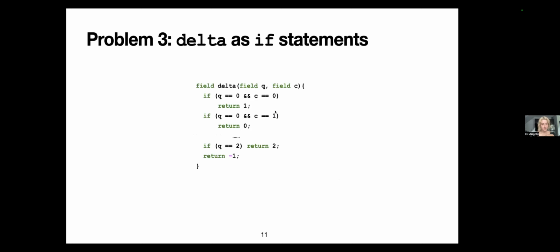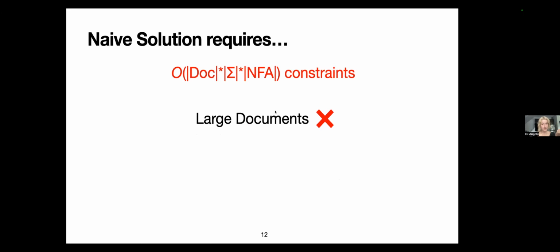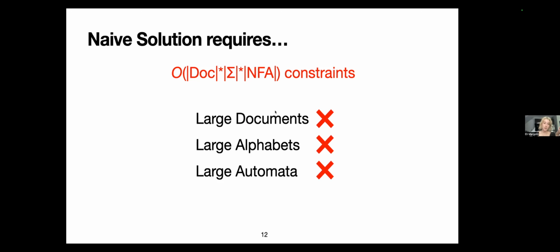If we represent this delta function as a series of cascading if statements, this requires size of alphabet times size of automata if statements, which comes out to big O of size of alphabet times size of automata constraints. So if you're keeping track at home, this naive solution requires size of document times size of alphabet times size of automata constraints. That's bad for large documents, like Patty with her DNA. It's bad for large alphabets, like ASCII or Unicode. And it's bad for large automata, like those that result from regexes with lookarounds.